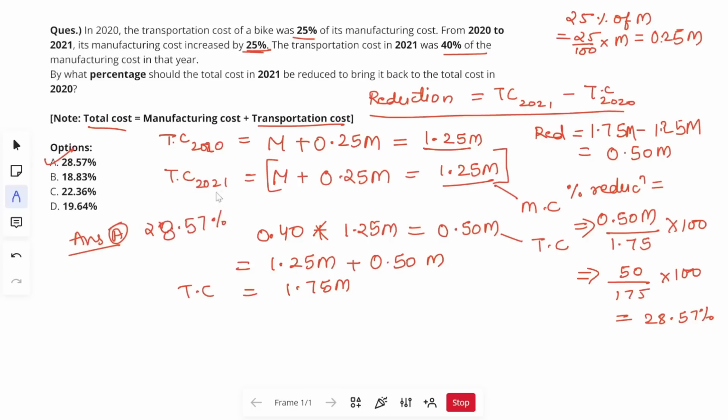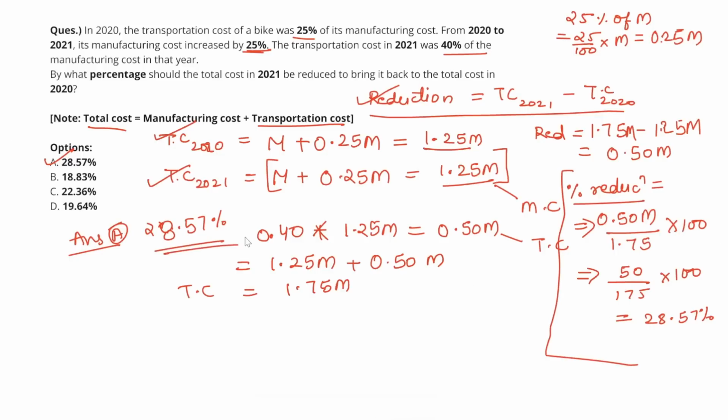See, it was easy, but the thing was tricky. Basically, you need to find out initially the total cost in 2020 and the total cost in 2021. Once you have found the total cost, you need to find the reduction. Once the reduction is found out, then you have to find the percentage reduction: the reduction value that you have got, and then the total cost that you have, into 100. So in this way, the final answer can be deduced as 28.57%. Hope you have understood the logic. Moving on to the next question.